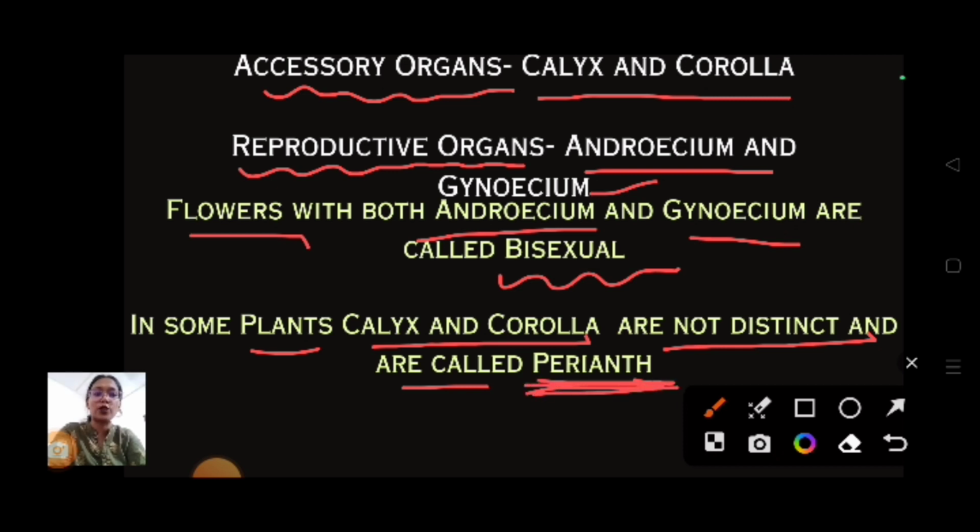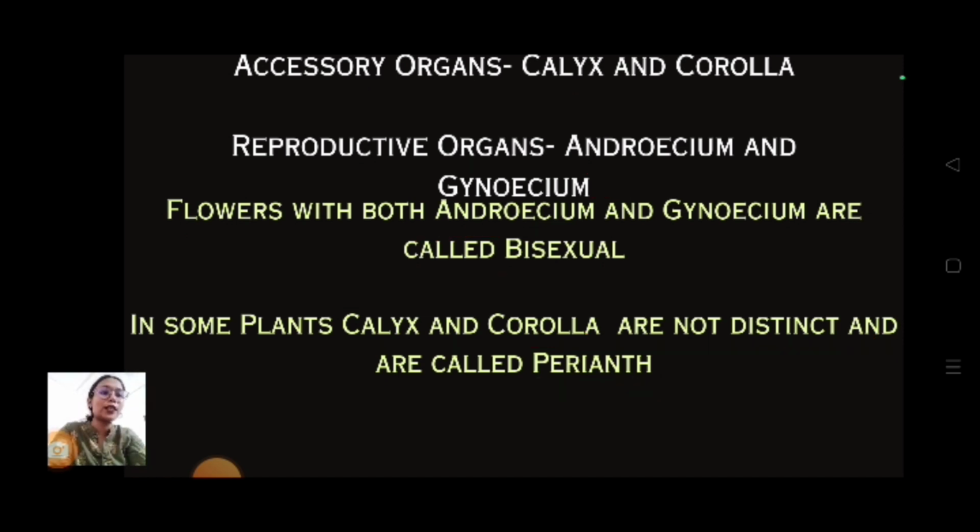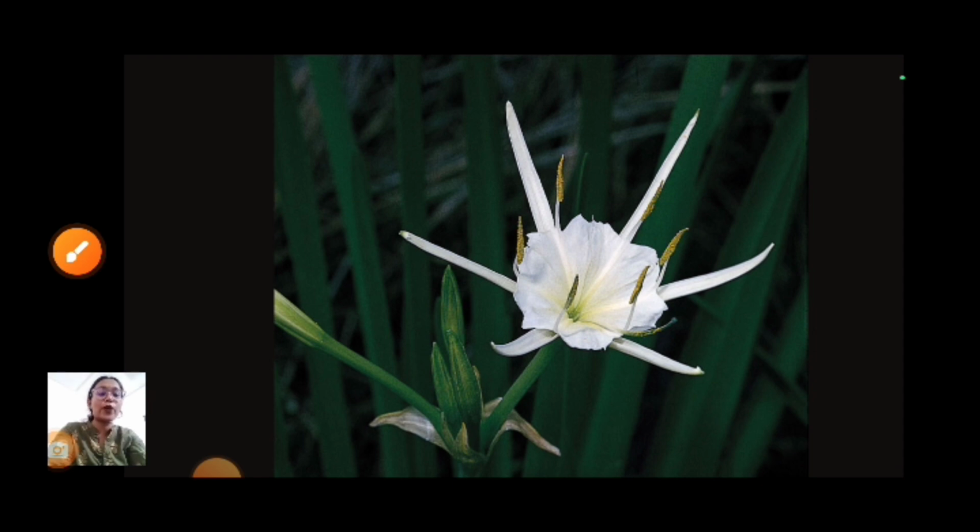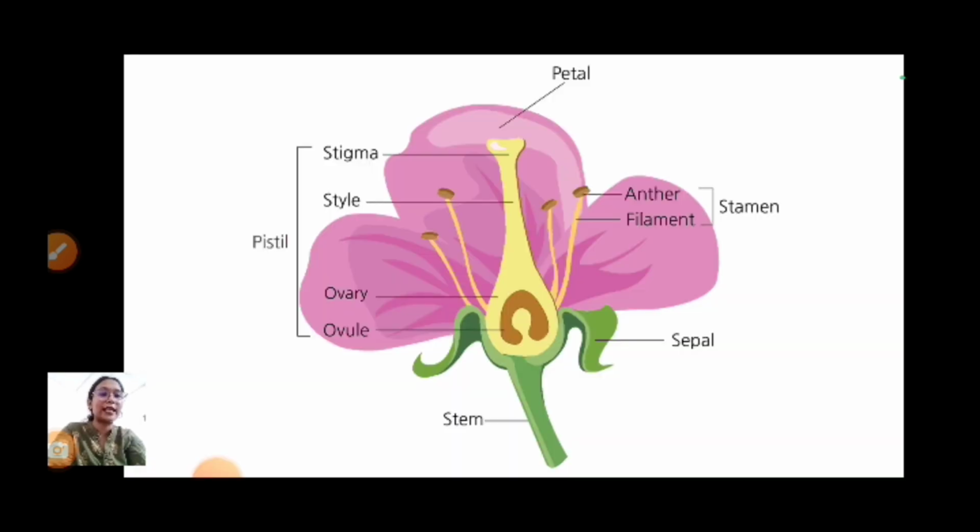In some flowers, we can't distinguish the sepals and petals, which is sepals, which is petals, or we can say which is calyx, which is corolla. We can't distinguish. Then we'll term it as perianth. Suppose in case of this flower, we can't differentiate which is sepals and which is petals. So we'll call it a perianth. Is it clear? Okay, then moving on to the next slide.